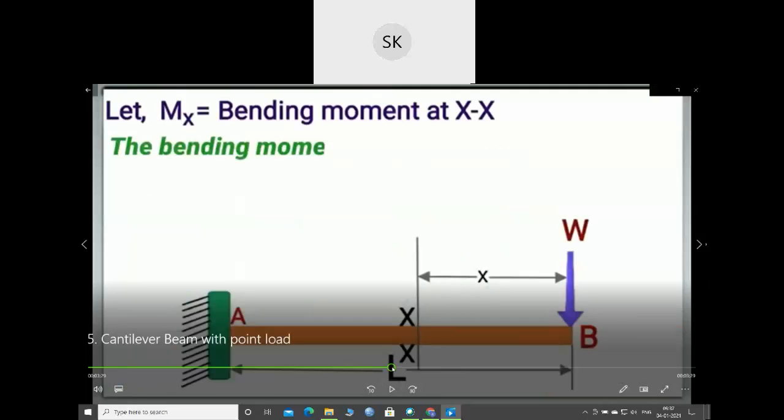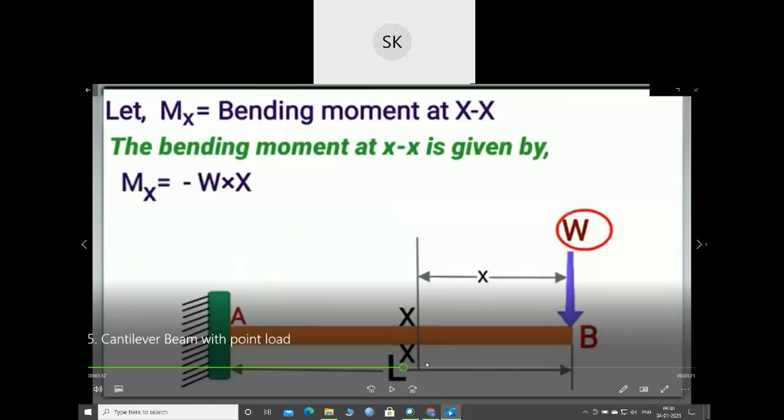Next will be for the bending moment also. Between A and B, you have to consider the same section XX at a distance of x, and what will be the moment? It will be this W into this distance. Bending moment about this section will be W into x, force into distance. And in this question they are considering the clockwise moment as negative, so it will be negative. You can consider positive also, it's up to you.